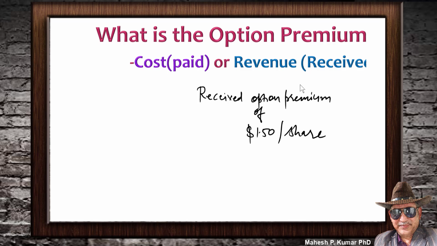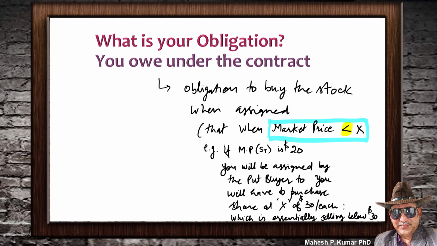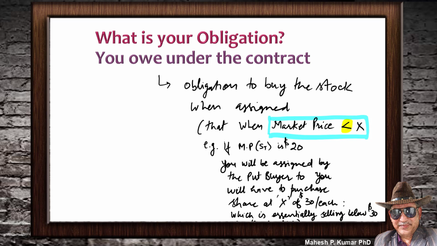And we have to see what the option premium is, and the option premium is $1.50 per share, and you have received this put option premium as a put option seller, and this premium is represented by P0. So let us talk about what your obligation is as a put option writer. You have received an option premium of $1.50 from the put option buyer, and in lieu of that you have an obligation to buy the stock when you are assigned by the put option buyer.